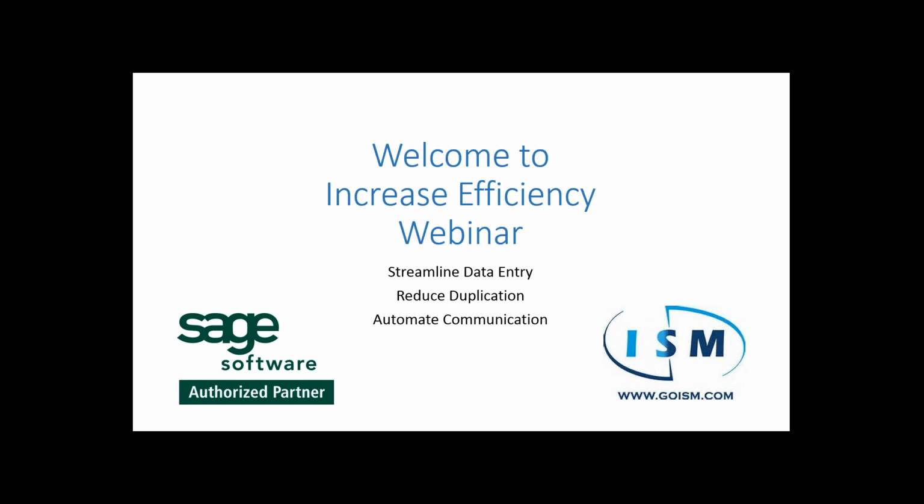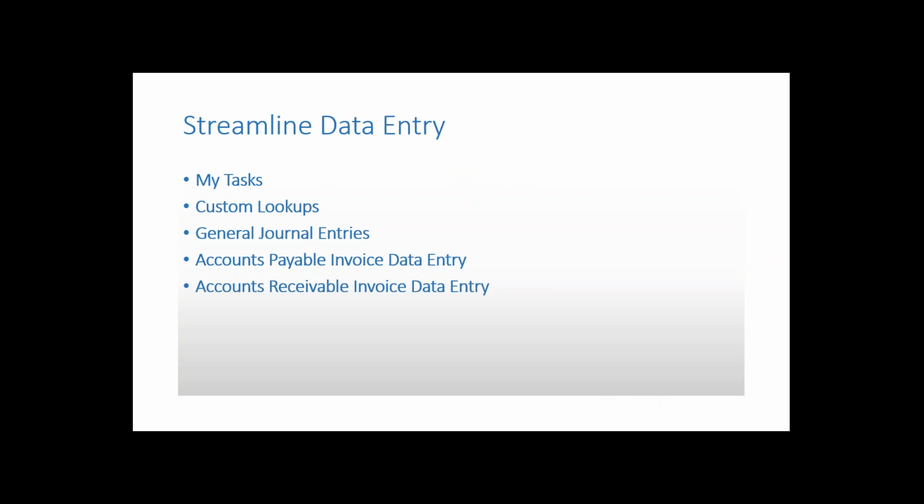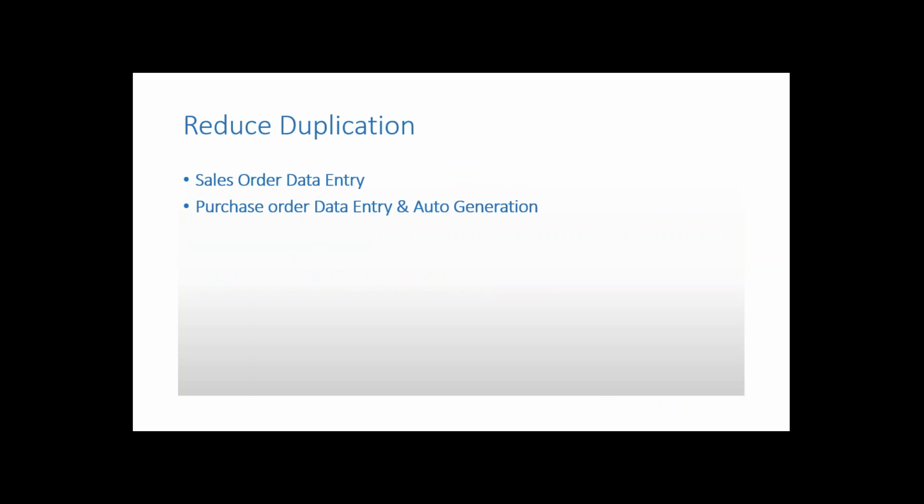Thanks, Sherry. So today we're going to look at increasing efficiency. And to do that, we're going to take a look at a few topics. We're going to look at streamlining data entry, reducing duplication, and automating communication. Within streamlining our data entry, we're going to look at my tasks, some custom lookups, general journal entries, accounts payable invoice data entry, and accounts receivable invoice data entry.